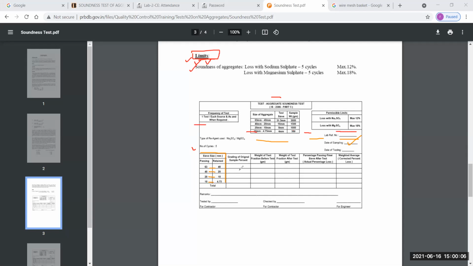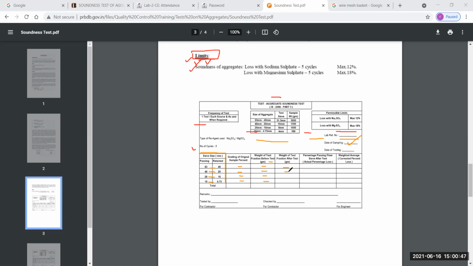Next one is grading of original sample present. That means how much quantity of the original sample is present. So basically, we grade all the samples. Next one is weight of test fraction before the test. Here we put all the weights, consecutive weights, before the test is performed. Then weight of test fraction after the test. When we put the chemicals, sodium sulfate or magnesium sulfate, in our aggregate, we check how much loss of weight of aggregate takes place.